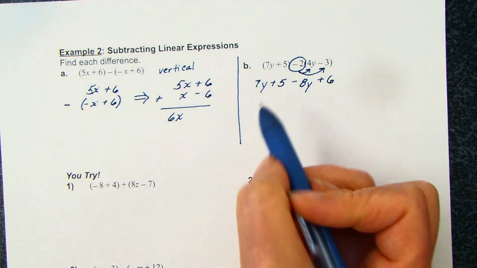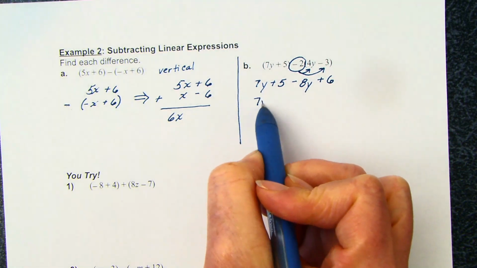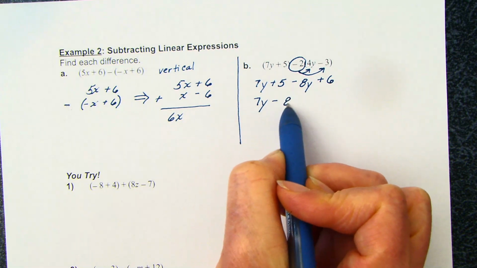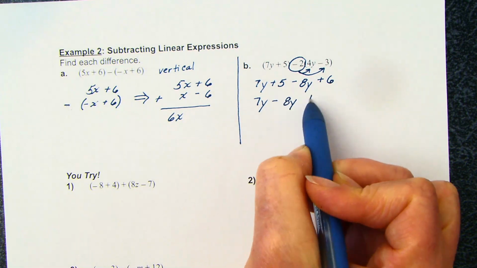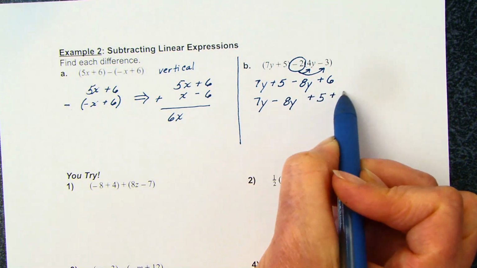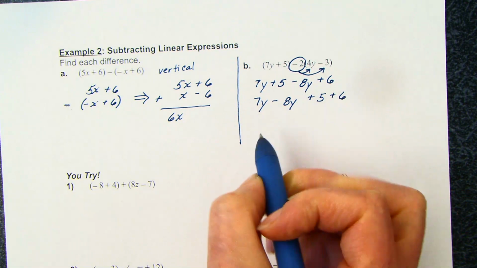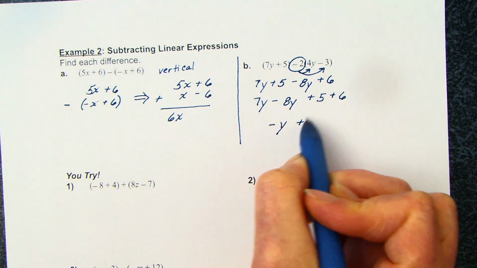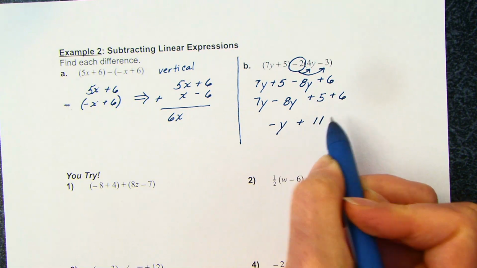And then we combine the like terms. I've got a 7y. Let's just rearrange things. 7y minus 8y. And the 5, it's a positive, goes with the 6. 7y minus 8y, that's a negative y. And 5 plus 6 is 11.